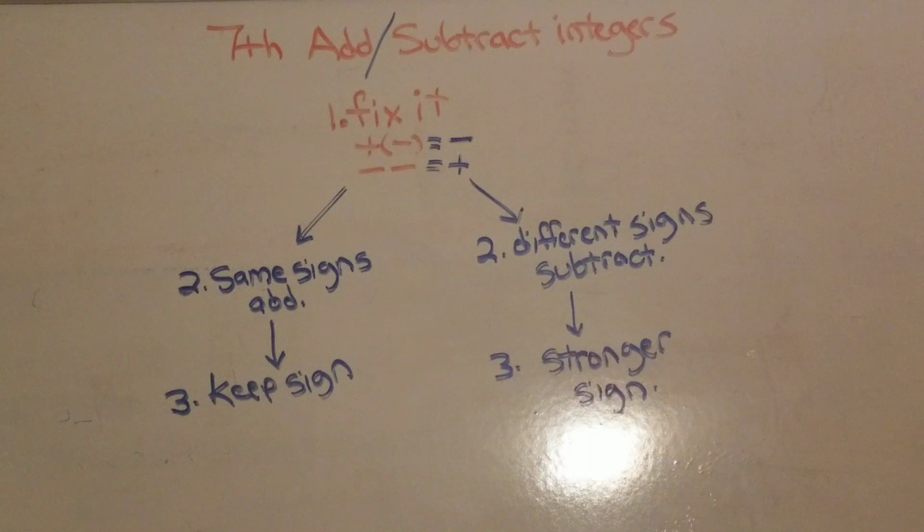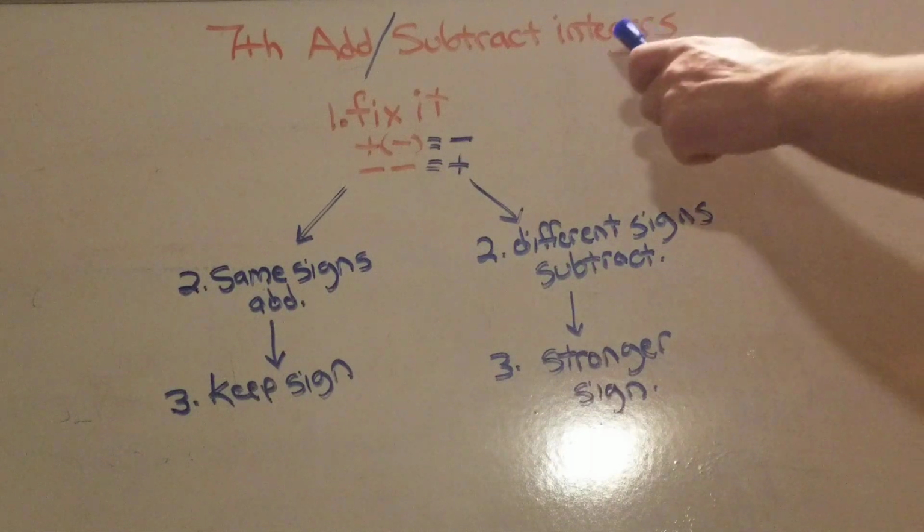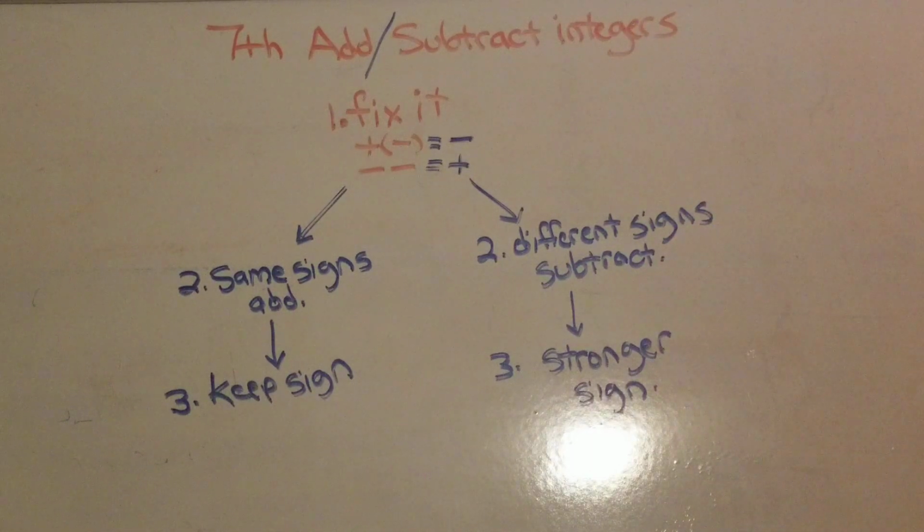So I'm going to give it a shot. I'm going to talk about adding and subtracting integers today. Now, we already know that integers are positive and negative whole numbers. There's 3 steps to doing this. Step 1 I call the fix-it step.